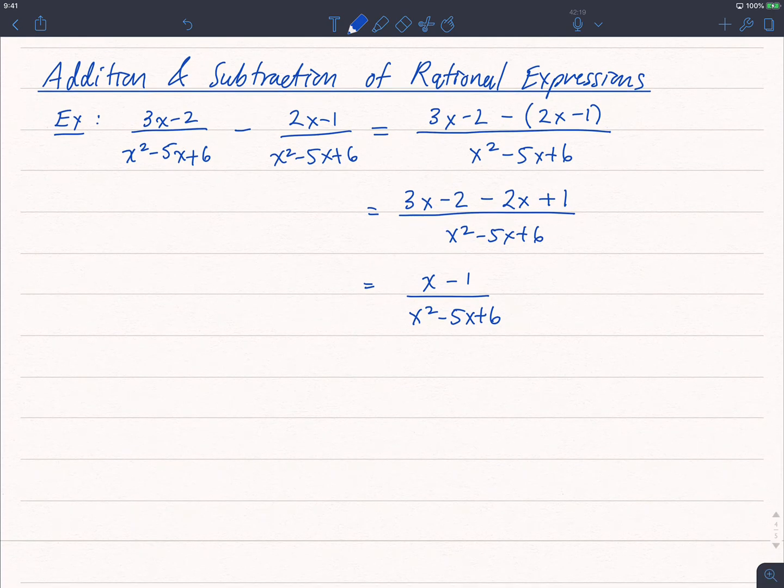Okay. So that's just one example. I think it's pretty straightforward. We have the same denominators, so we can just combine the numerators and we're done.